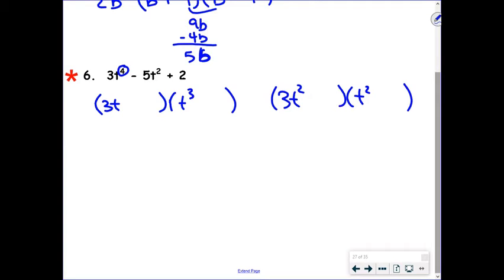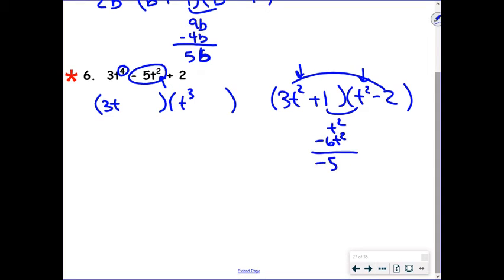Well, look at your middle term. Your middle term is a t squared. That means that it has to be a t squared and a t squared to give me a 5t squared in the middle. So, yeah, it's going to be negative 1 and minus 2. When I look at it, I get negative 6 t squared and t squared, negative 5t squared. Yeah, that's what I wanted.